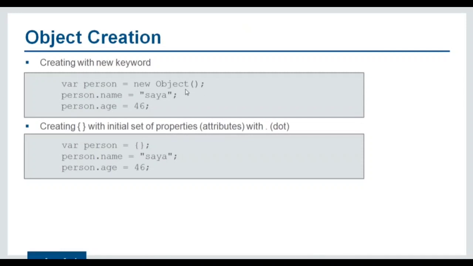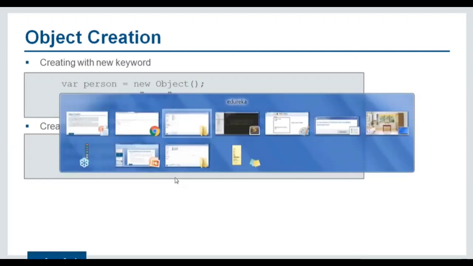Instead of this new Object, we can just write these two curly braces and it will work the same. Instead of writing new Object, if you write just two curly braces, that means you've created a blank object. If you check typeof person, it will always be an object because you have initialized it to a blank object. And similarly, you can give an attribute to this object.